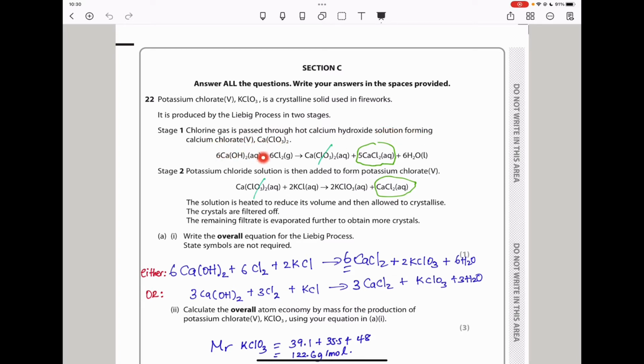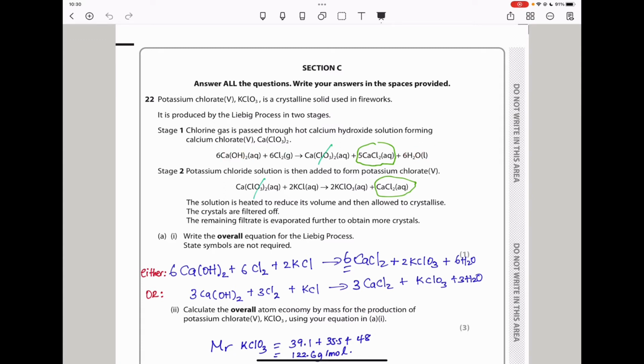And then so we can see this reaction for that. And then in stage 2, potassium chloride solution is then added to form potassium chlorate 5. The reaction goes on like that. Then they say the solution is heated and then allowed to crystallize. The crystals are filtered off, and the remaining filtrate is evaporated further to obtain more crystals. They want you to write an overall equation for the Liebig process. State symbols are not required.